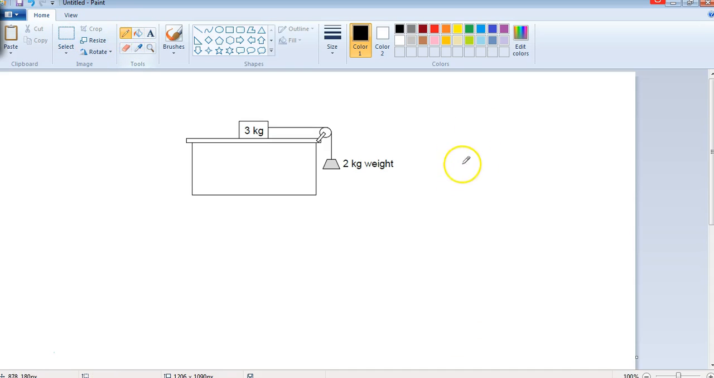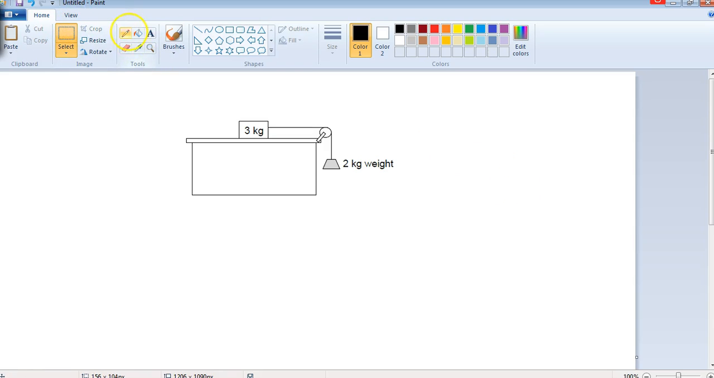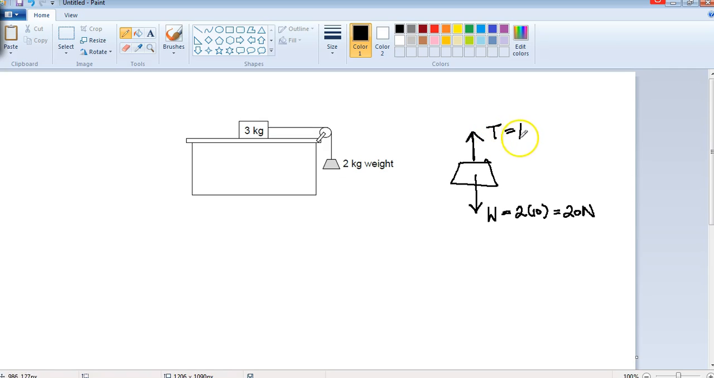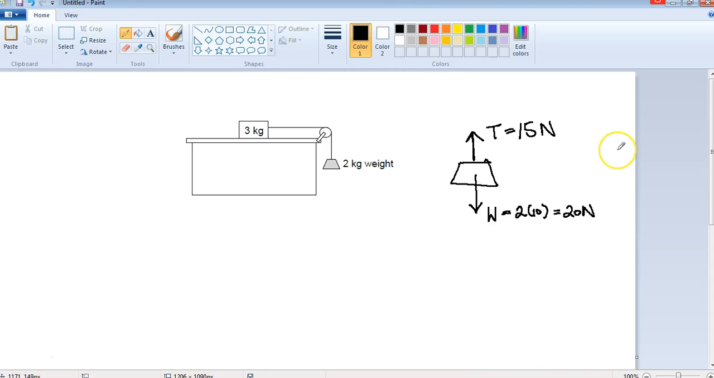So this is my 2 kg weight. The 2 kg weight definitely has a weight component, which is equal to 2 times 10. That gives you 20 Newton. And on the weight, there will also be this tension down here, and the tension is given by the question. It is 15 Newton, as you can see right here. So therefore, this is the free body diagram of the weight.